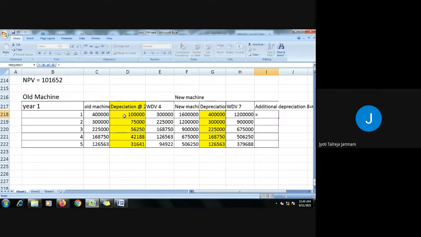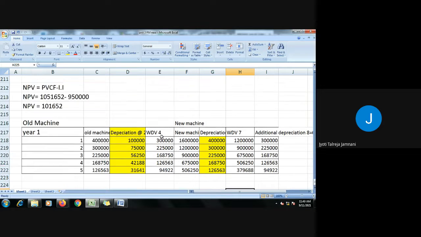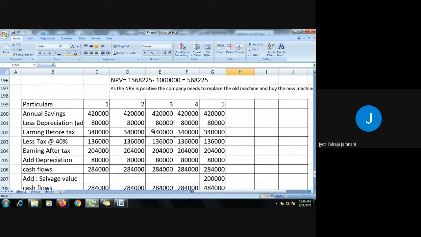Additional depreciation is this: new minus old. So new 4 lakh for the first year minus old 1 lakh, you get 3 lakh additional depreciation. For the second year, 3 lakh minus 75,000, 2 lakh 25,000. In a similar way, you will get the additional depreciation every year. Using this, we can find the annual cash flows for 5 years.